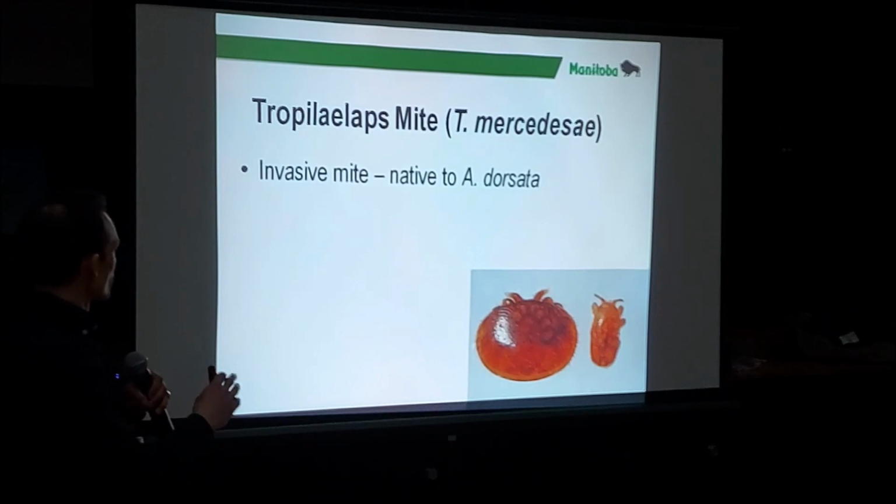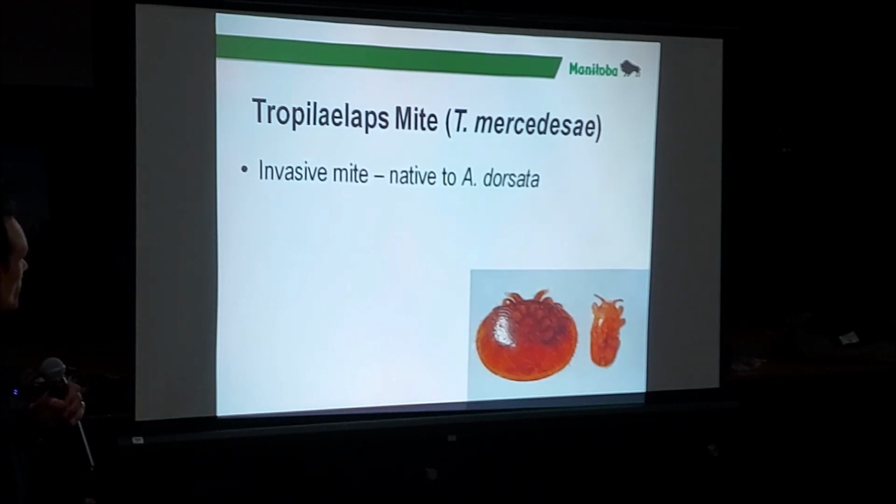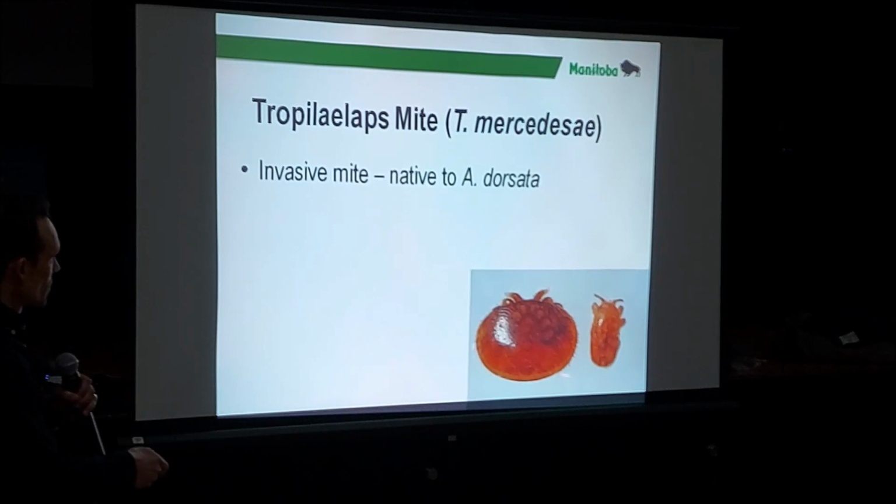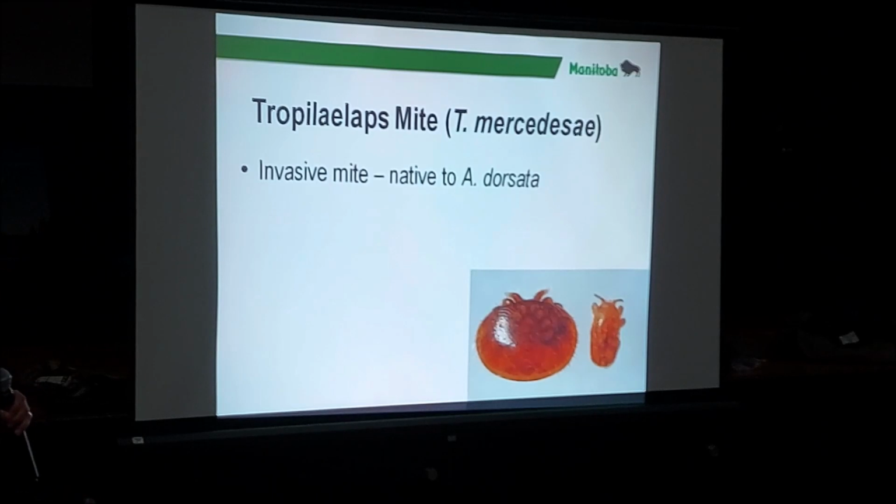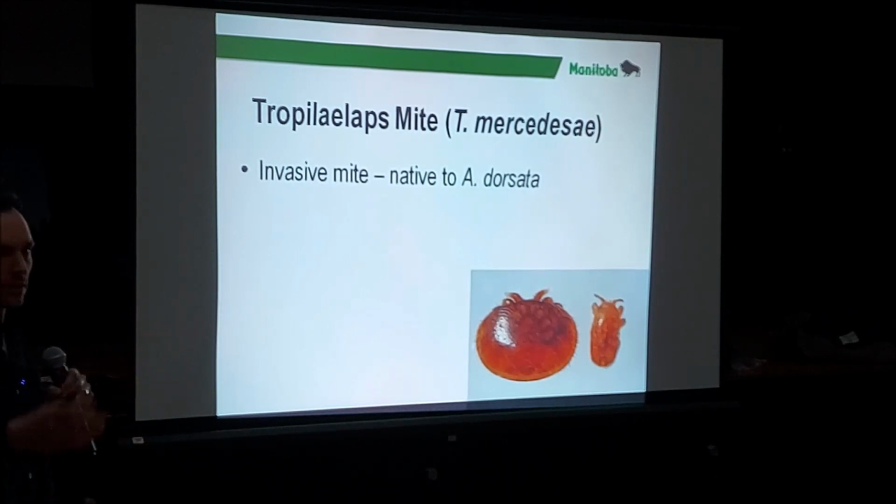So just shifting gears here to Tropilaelaps. As I mentioned, it's an invasive mite species native to the Southeast Asia region, originally found on the giant honeybee Apis dorsata. In relation to Varroa, it's quite a bit smaller, about 1/3 of the size. There are, I think, about 4 different species of Tropilaelaps. Tropilaelaps mercedesae is the one of most concern. That's the one that's actually moving around that region.